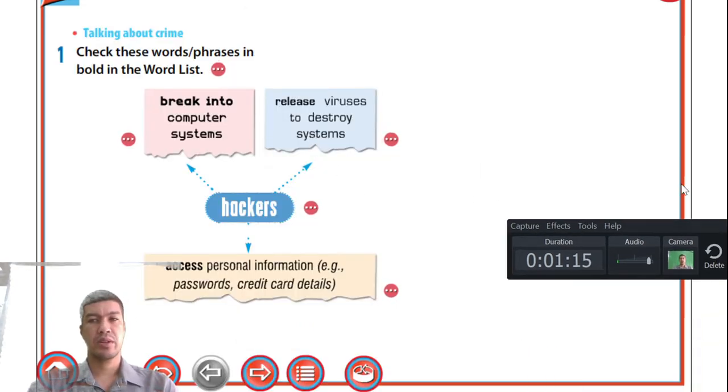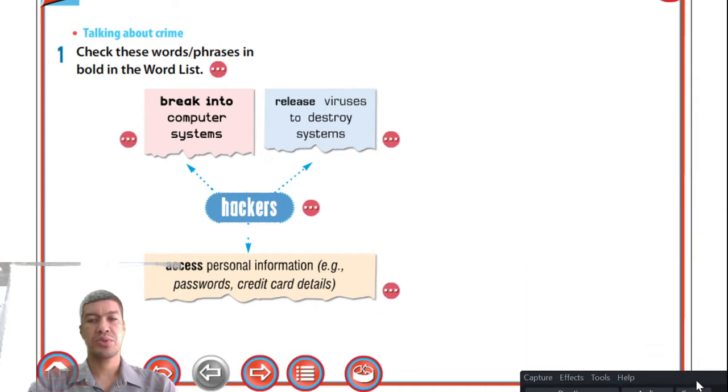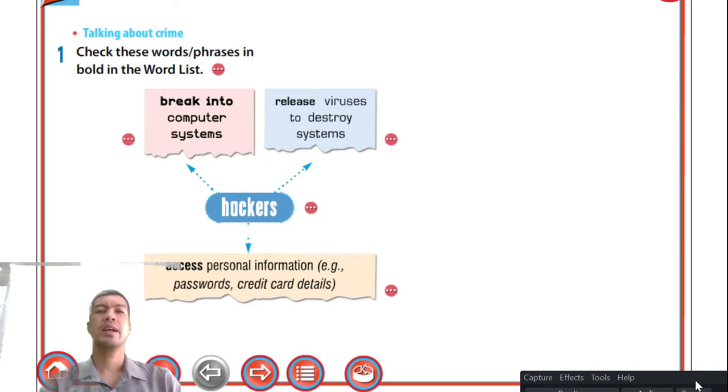Enjoy our first slide. Alright, on the first slide we have our title, High Tech Crimes, and we have our subtitle, which is talking about crime. All right, so check the words or phrases in bold in the word list. Now, our word for today is hackers.